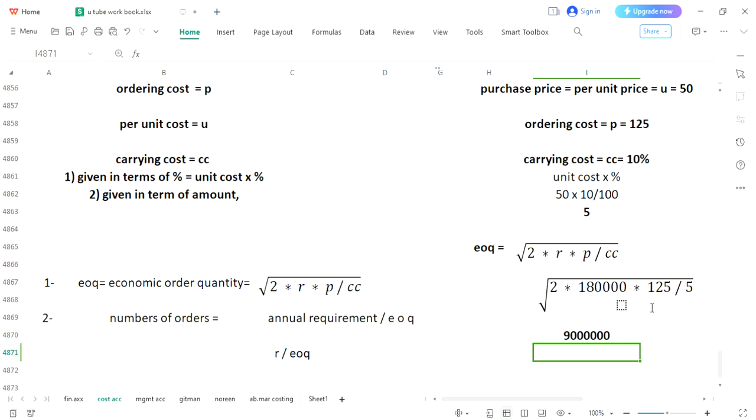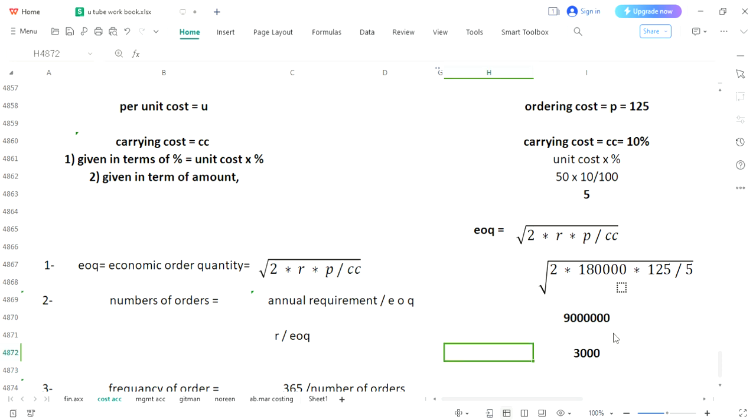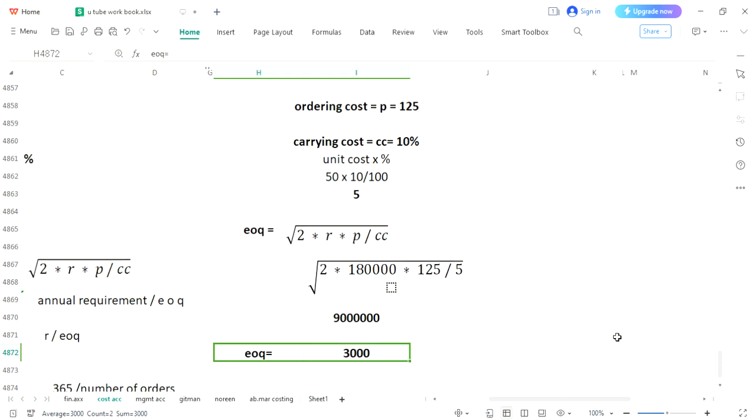And since we haven't taken the square root, in your calculator you will push the square root key and take the square root of this amount. In Excel, we call it SQRT, and we want to take the square root of this amount. Close your bracket, and this is your economic order quantity's final answer, 3000. So let's mark it and highlight that it has been completed. The first answer was economic order quantity, and the answer you have calculated is 3000.